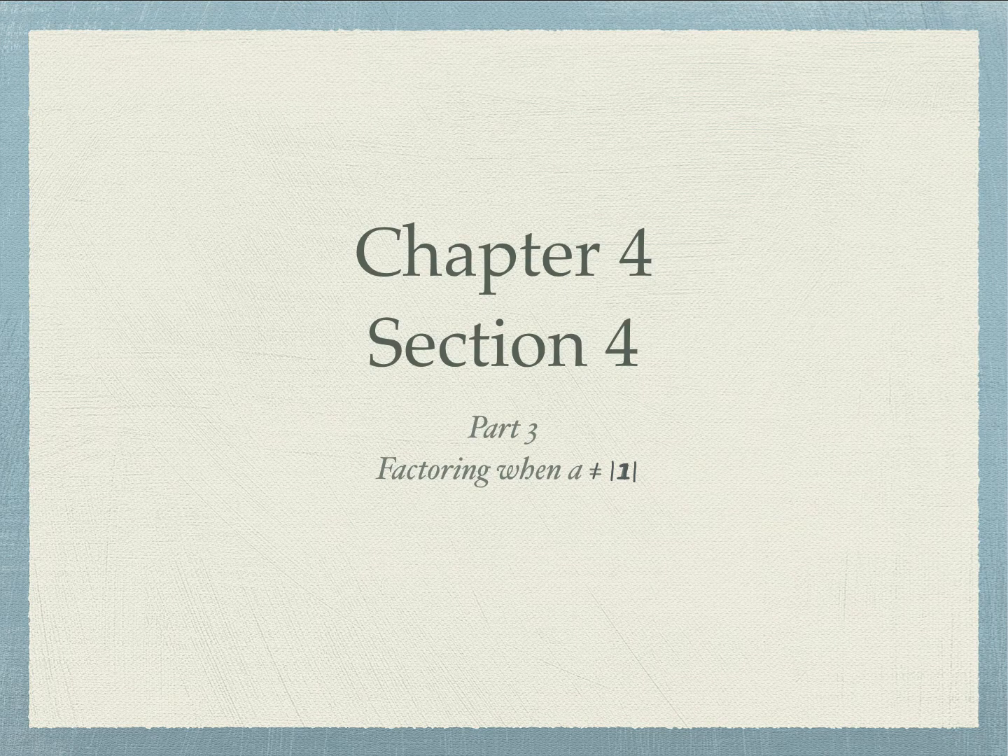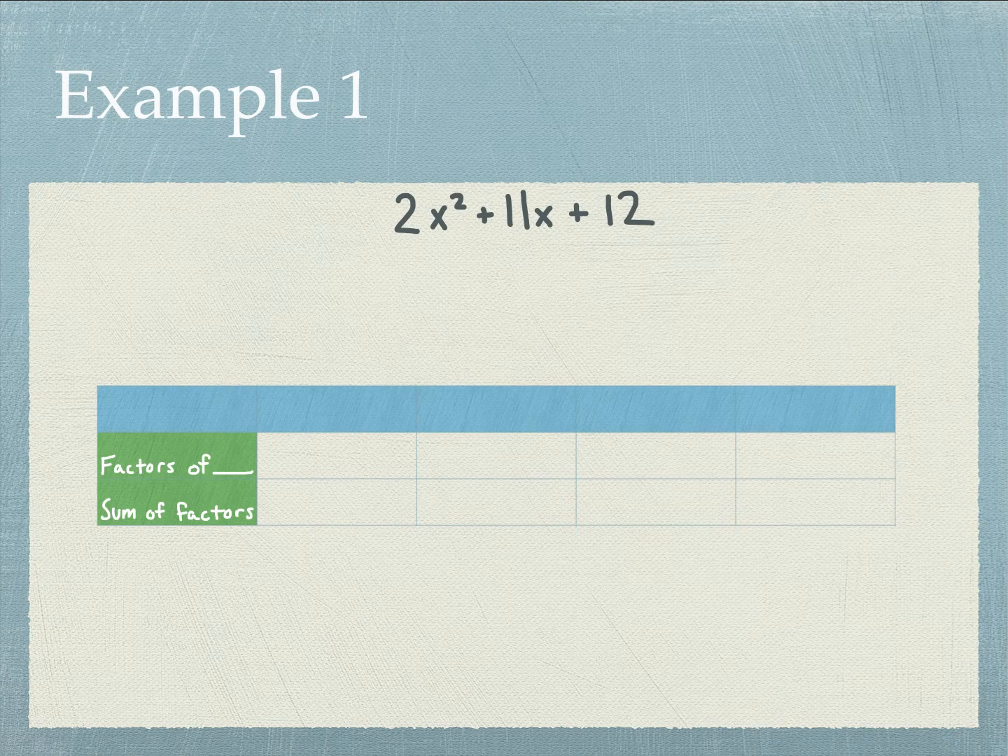So 4.4 part 3, again, we are factoring. All of 4.4 we're going to be factoring. But here we're factoring when a does not equal 1. So our number out front is not going to be 1 like it has been in part 1 and part 2. So this number out front, when it's not 1, we have to factor this way.